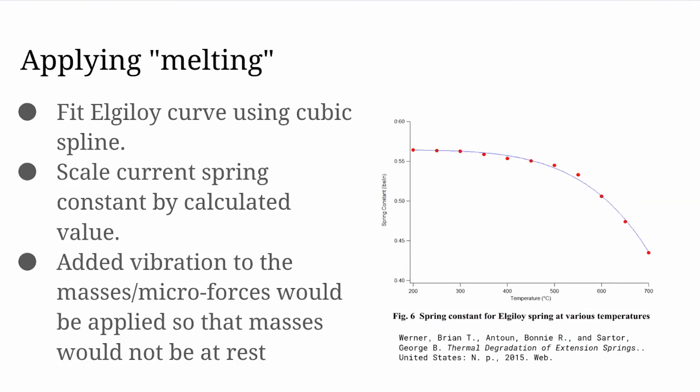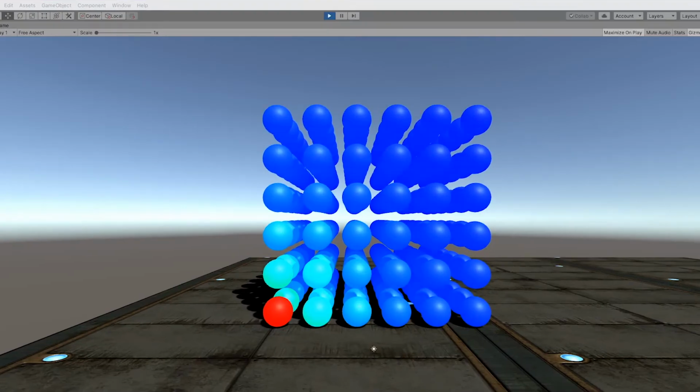How we applied melting was we fit a curve using a cubic spline, and this curve would map the temperature to the spring constant. Then we would scale the spring constant to a ratio and multiply it to the spring constant that we were currently using. In addition, we had to add vibration because the cube would come to rest without any external forces. The vibration would be like a micro external force that would cause the cube itself to melt.